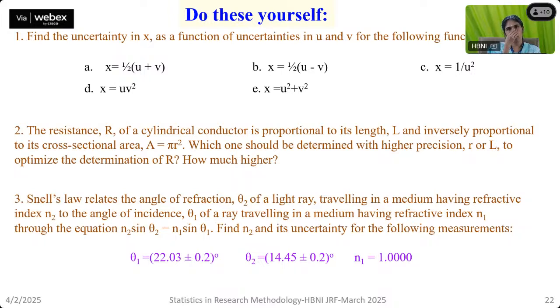Second one is to find out which, some person is measuring resistance of a cylindrical conductor, calculating the resistance via measurement of its radius and the length. So which parameter to be measured more carefully, more cautiously, so that the results will be more reliable. You have a choice between the measuring tools.